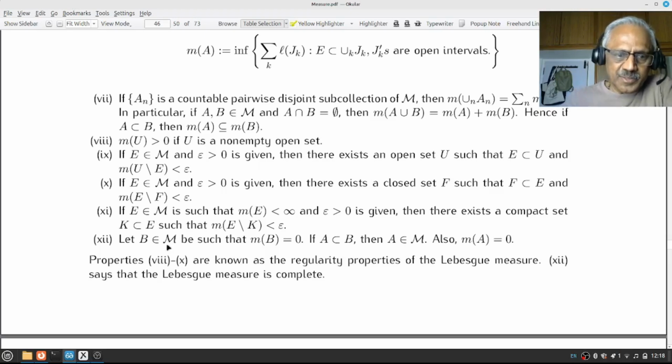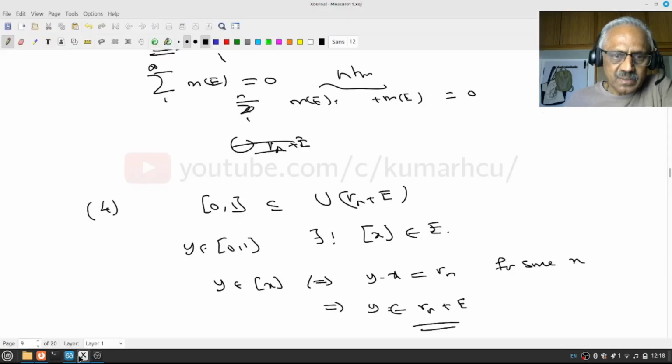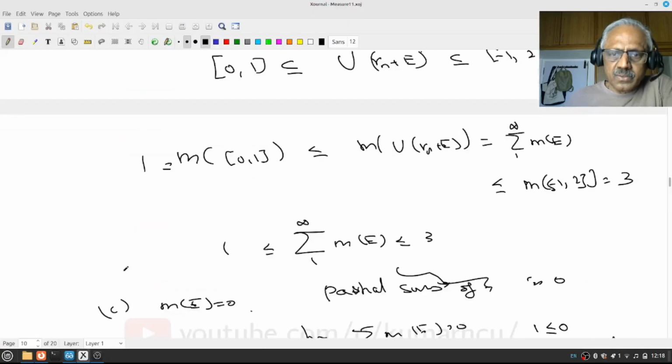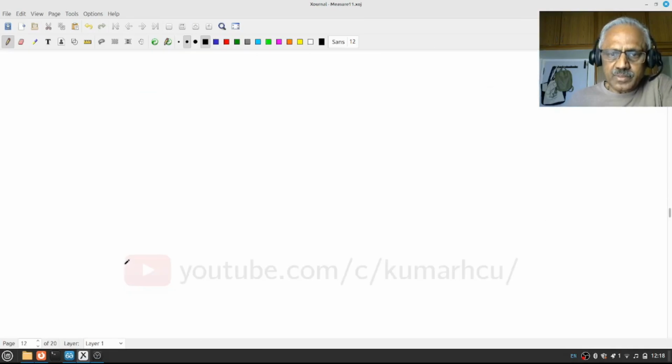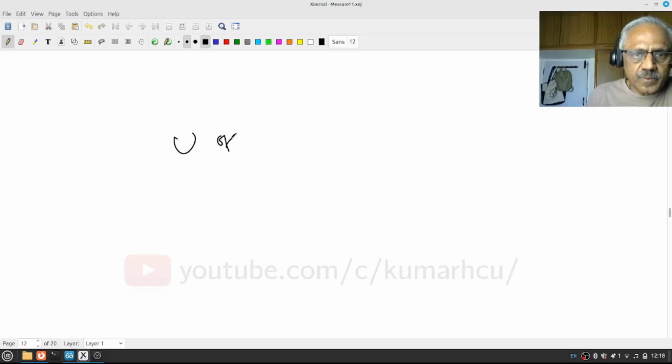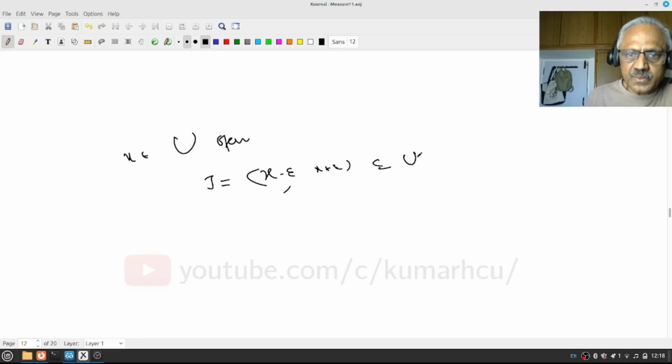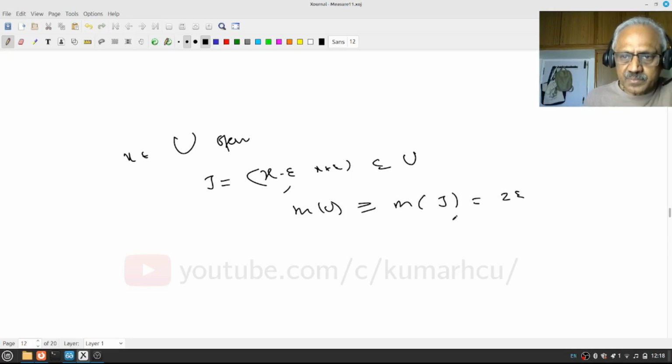Do you want me to write? I hope I will not confuse anything. See, if U is open, and X is in U, there is an interval from X minus epsilon to X plus epsilon, an interval J which is contained in U. By monotonicity, M of U is greater than or equal to M of J, but that is 2 epsilon. Therefore, it's positive. That's all we mean.